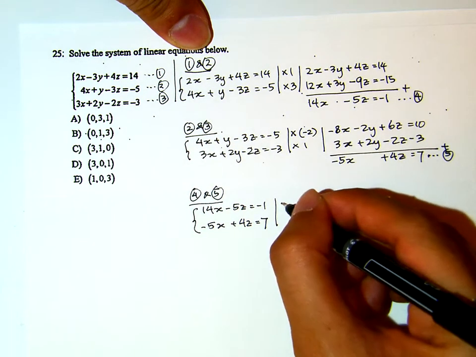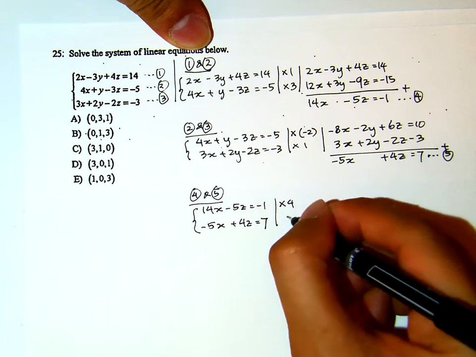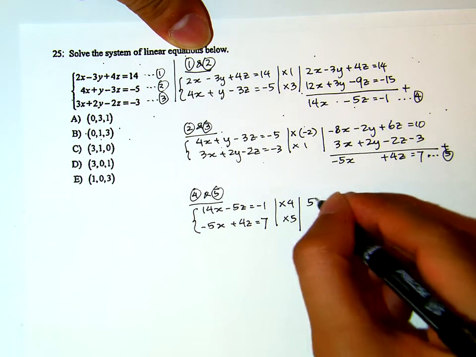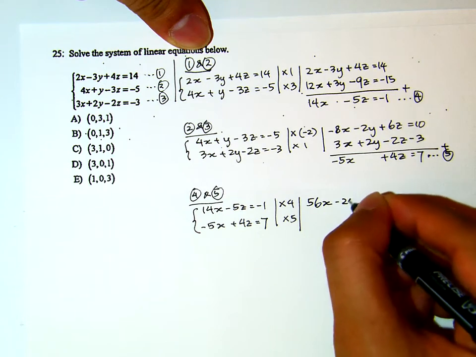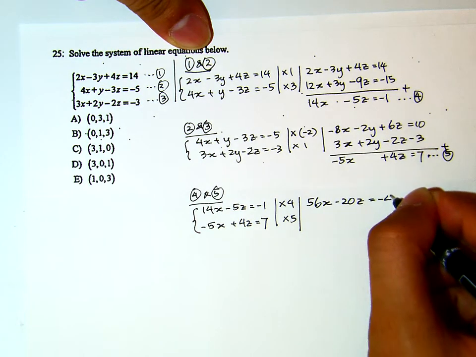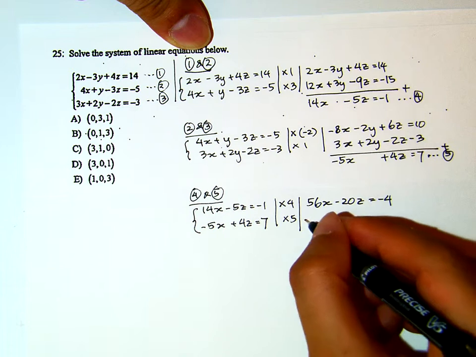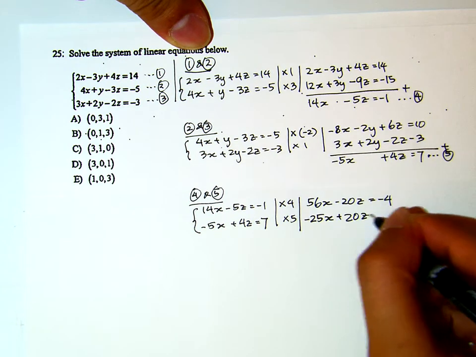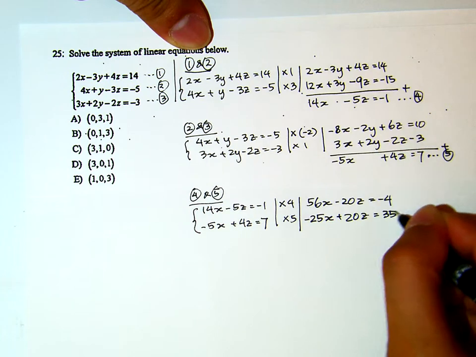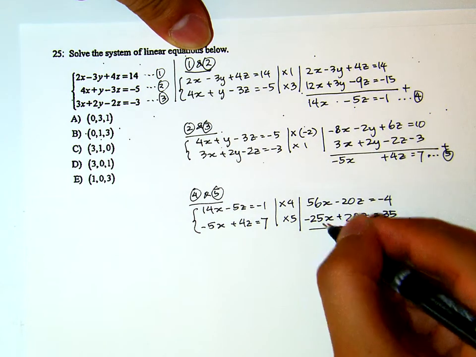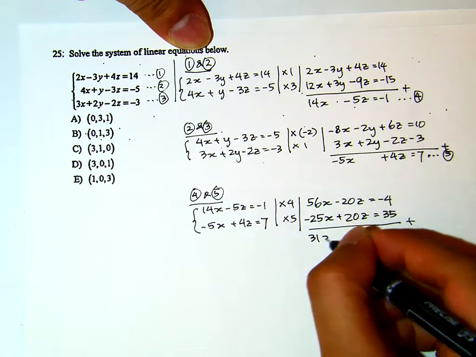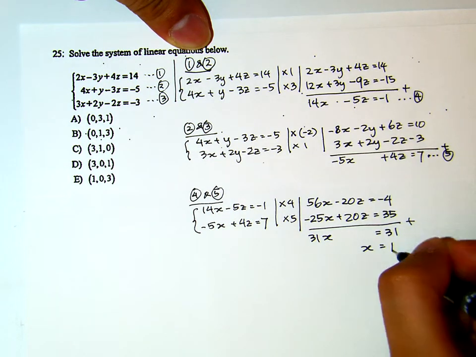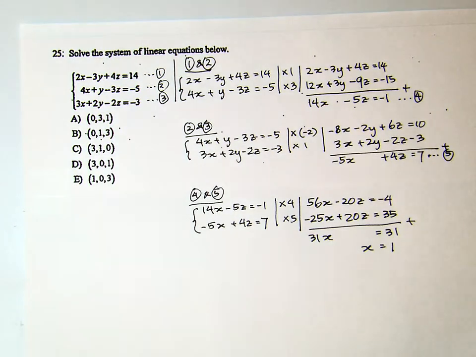I think I will eliminate z. And so here I multiply by 4, and this one I multiply by 5. This will be 56x minus 20z equals negative 4, and the one here will be negative 25x plus 20z equals 35. When I add them, this becomes 31x, and this one will be 31. It implies x equals 1, right?